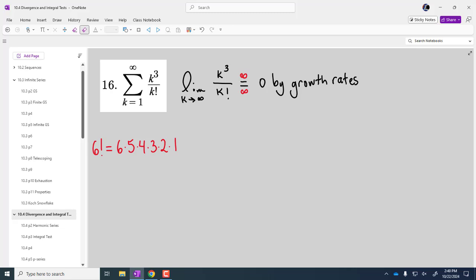So using growth rates isn't a guarantee then? It is a guarantee, but it's not a mathematical proof. It is true, growth rates is true, it's just not as precise, and we always want to be as precise as we can. Okay, that makes sense.